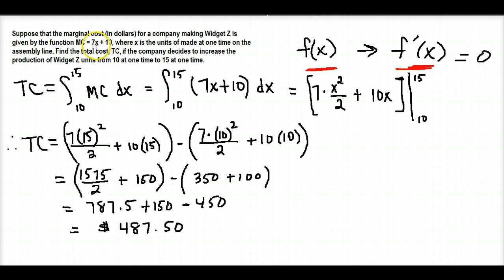So what this says is that if we know that the marginal cost is represented by the function 7x plus 10, then the total cost, if we decided to increase production of widget Z from doing 10 at a time to 15 at a time, will cost us around $487.50 to do that. So that would be the interpretation of this particular problem. And this concludes this particular example and our discussion on the basics of integrals.